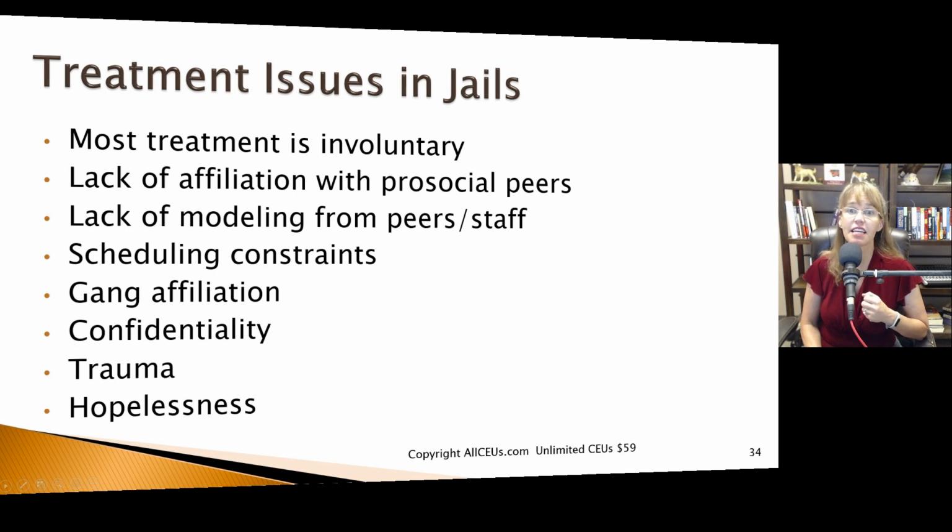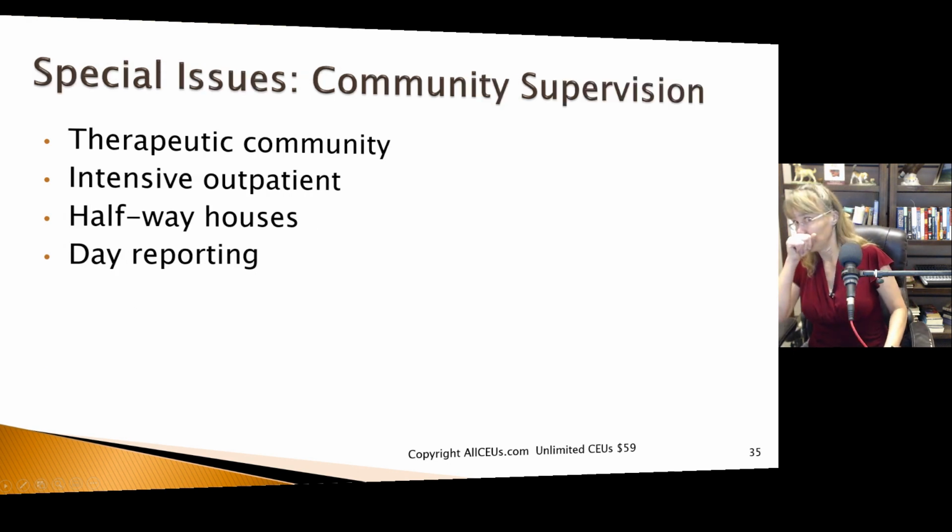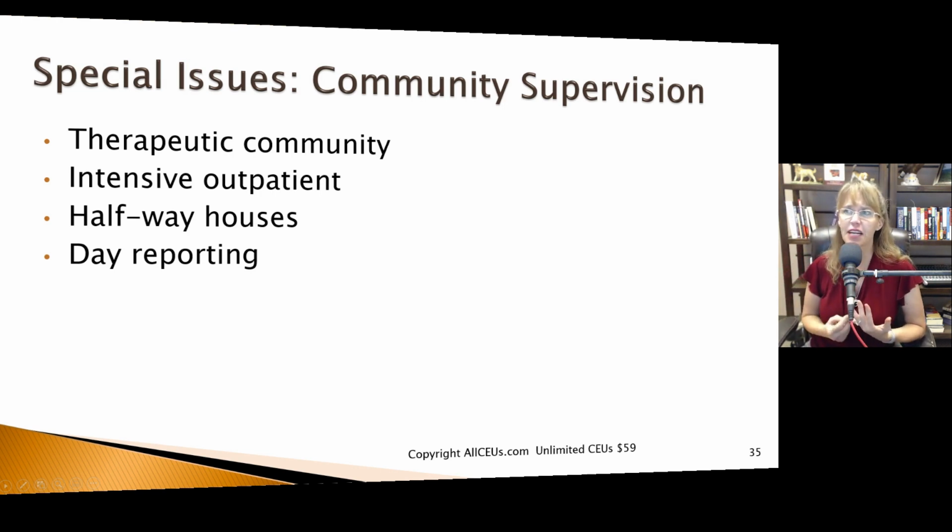Most treatment in jails is involuntary. There is a lack of affiliation with pro-social peers while they're in jail, which can be a problem. And sometimes there can be a lack of modeling of good behaviors from peers and staff. That's something that we really need to work on, creating a healthy community. There can be scheduling constraints, gang affiliation, confidentiality issues, trauma issues, and hopelessness. When somebody's on community supervision, they can be involved also in therapeutic communities, intensive outpatient, halfway houses, or day reporting.